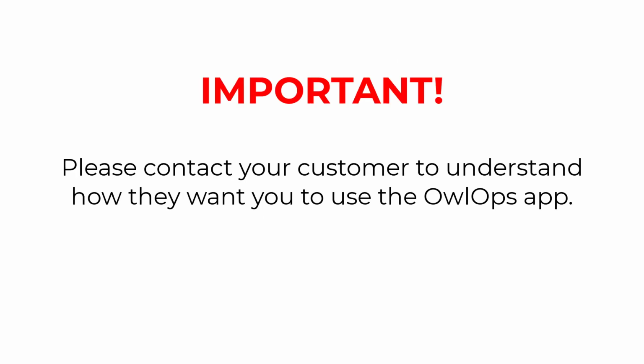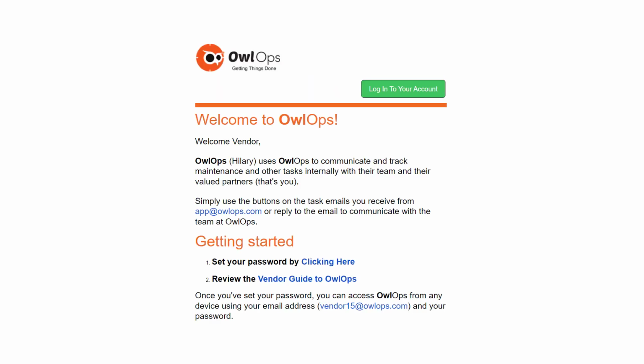If you haven't already, make sure you chat with your customer on how they want you to use the OwlOps system. There are many different ways to use the system, and it's best to have an initial discussion with them to understand their expectations. When added to the system, you'll receive an email like shown here. Simply follow the instructions to set up your password and get access to the app.